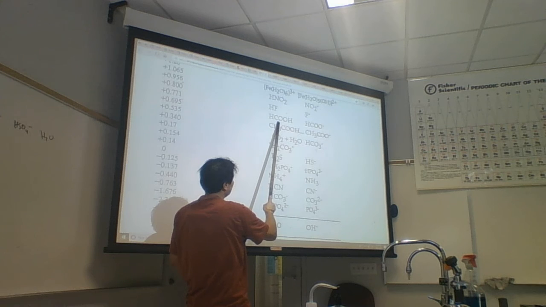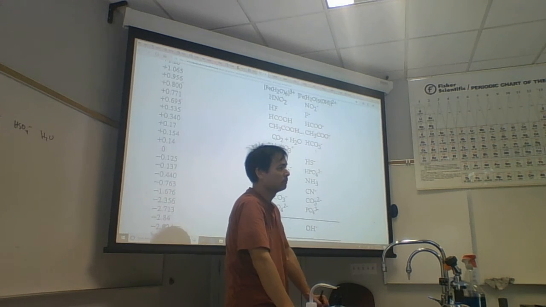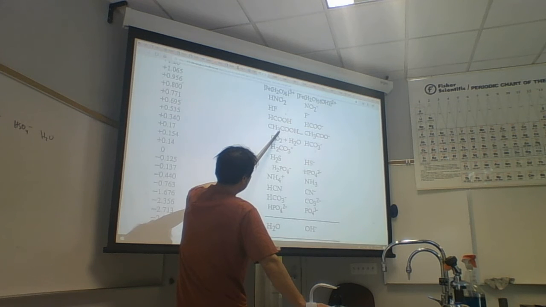This is a one carbon acid. In organic chemistry, one carbon is given the prefix meth. This is called methanoic acid. Methanoic acid also has another name. Methanoic acid is also called formic acid. Formic acid. This is a 2-carbon acid.